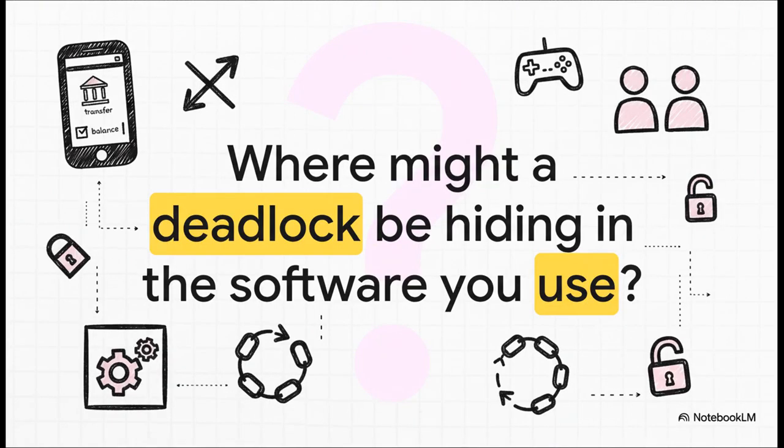So I'll leave you with this thought. Now that you know the 4-ingredient recipe for a deadlock, mutual exclusion, hold and wait, no preemption, and that all-important circular wait, where do you think one might be hiding in plain sight? Think about your online banking app, a big multiplayer video game, or even the operating system running on your computer right now. That silent standoff might be happening a lot closer than you think.